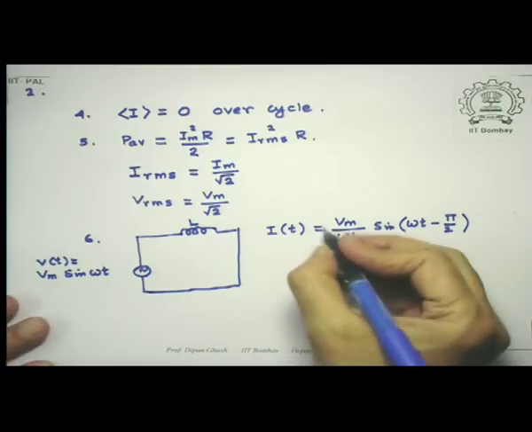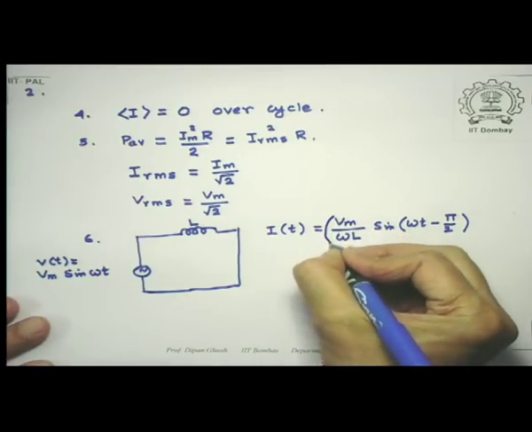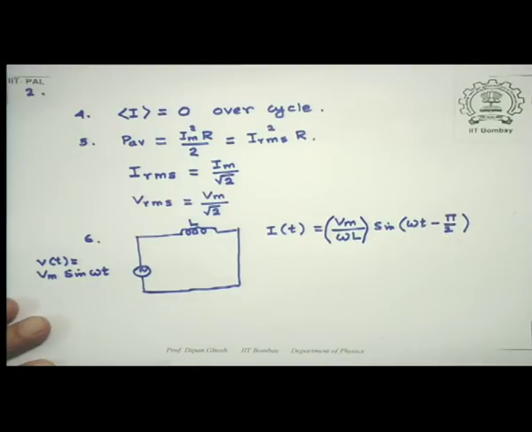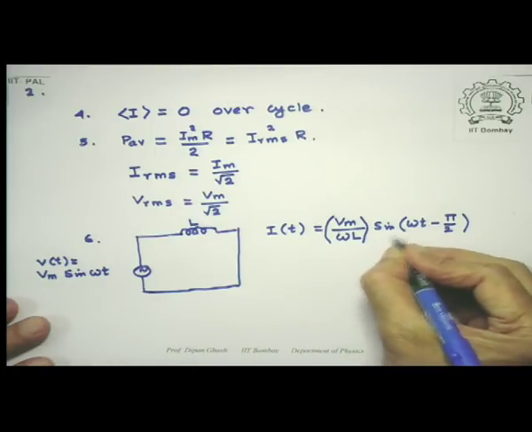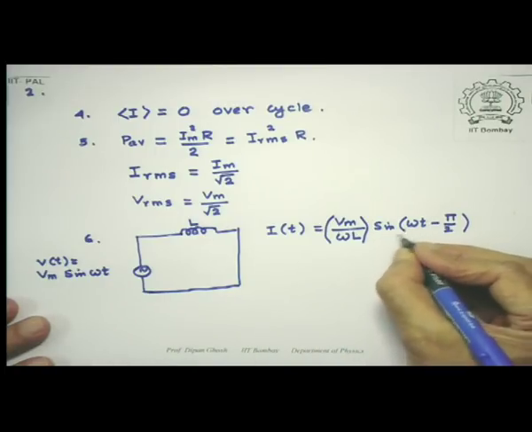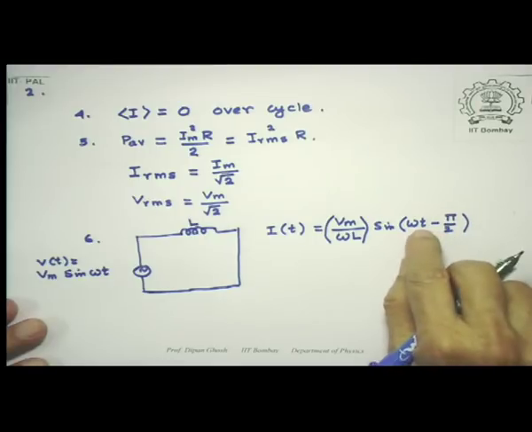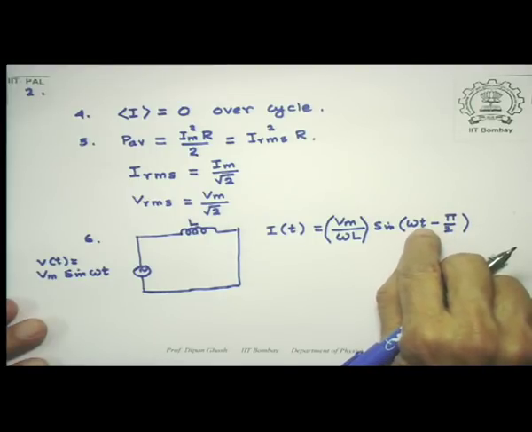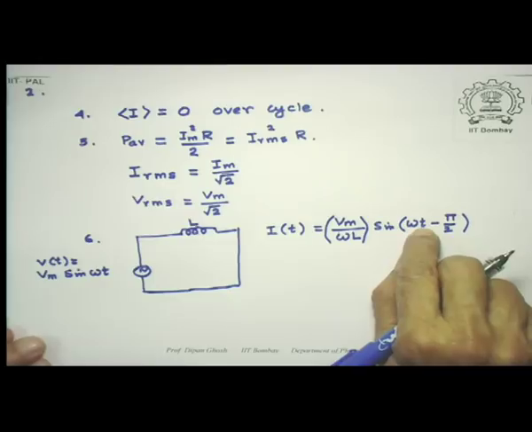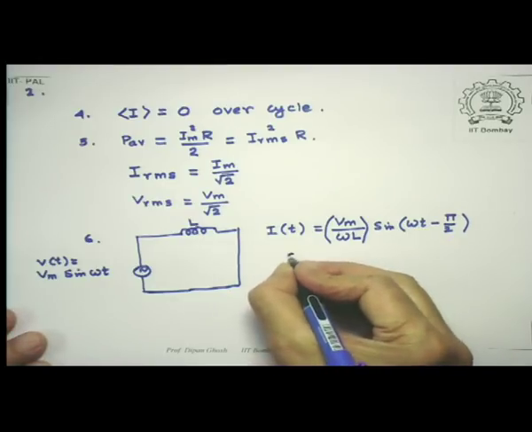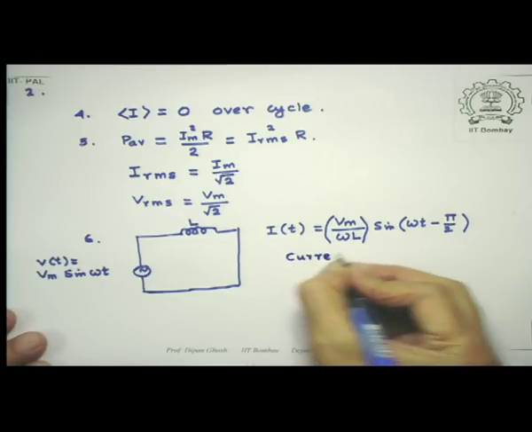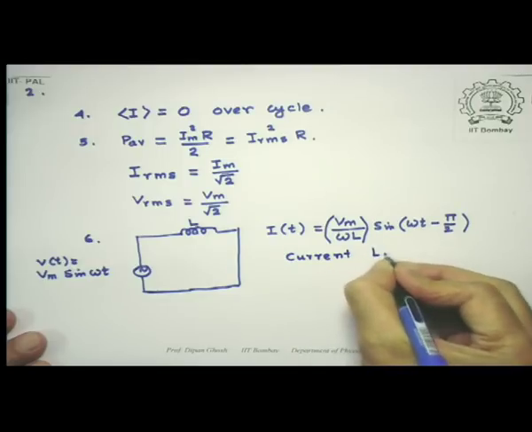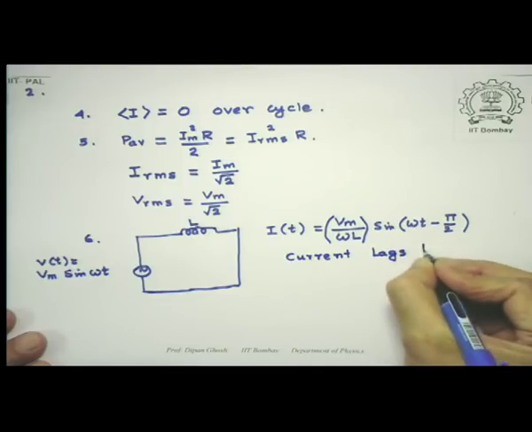So this of course told us firstly that this is the magnitude of the maximum current, and the time variation is not in phase with the time variation of voltage, but the current lags behind the voltage by pi by 2.